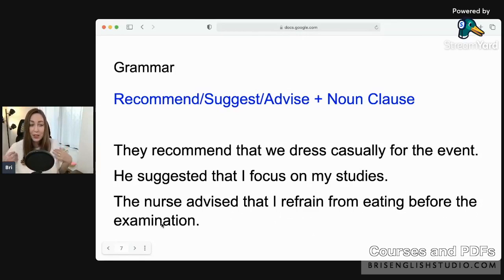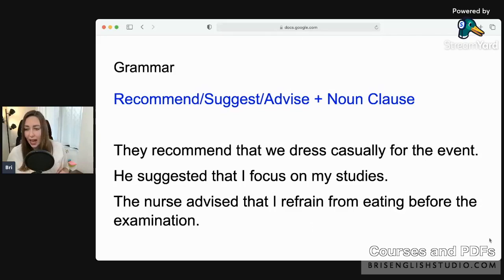So probably this is a physical examination by your doctor or nurse. So the nurse advised that I refrain from eating before the examination. So if you don't know what refrain means, try not to do something, okay? Abstain means definitely do not do something. And refrain is try not to do something. Okay, very good. Both could be used by a doctor.